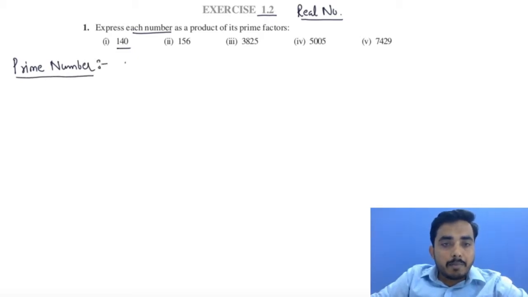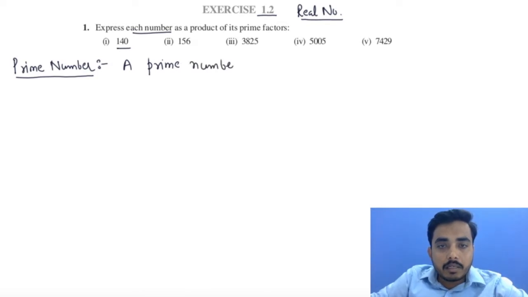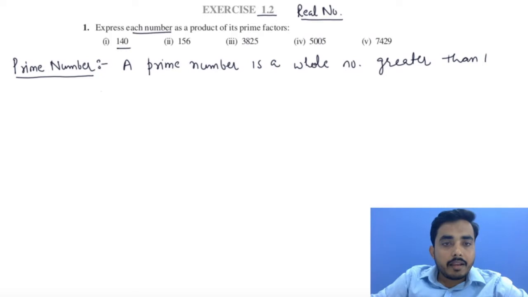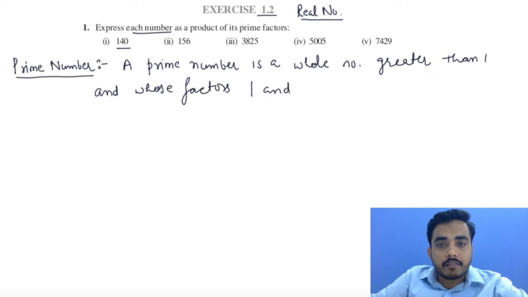So a prime number is a whole number. I hope you all know what whole numbers are. A prime number is a whole number greater than 1 and whose factors are, जिसके फैक्टर्स क्या होते हैं, 1 and itself. तो उसके दो ही फैक्टर होते हैं, वो नंबर itself और 1.